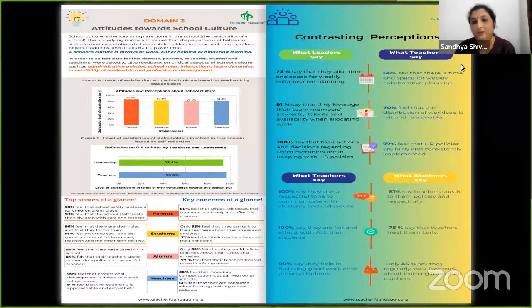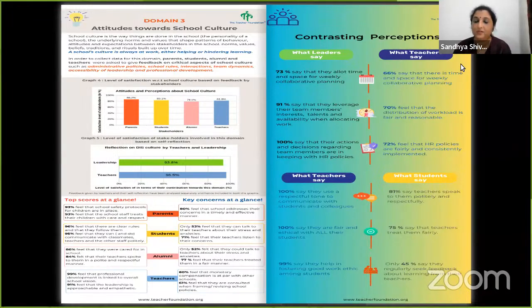Please look here on the right side of your screen. This is a very interesting part of this report where we're talking about contrasting perceptions. As part of this tool, we administer the same kind of question to different stakeholders. And there we see how different stakeholders are reacting to the same thing. For example, here you can see that 73% of leaders say that they allot time and space for weekly collaborative planning, but 66% of teachers feel that they have enough time for collaborative planning. So it is something for the leadership team to think about and work on.